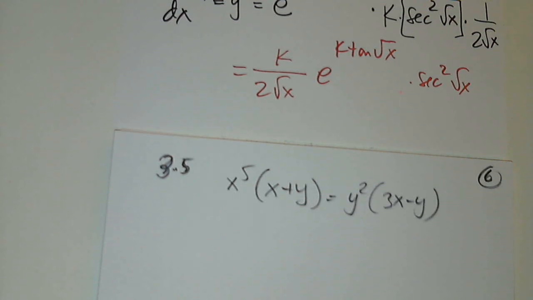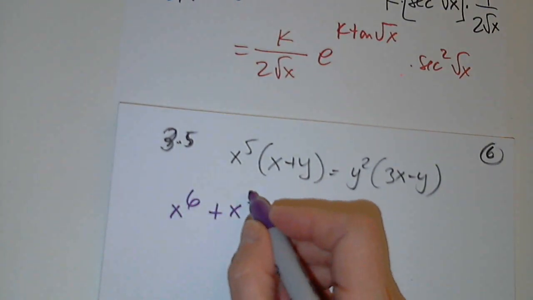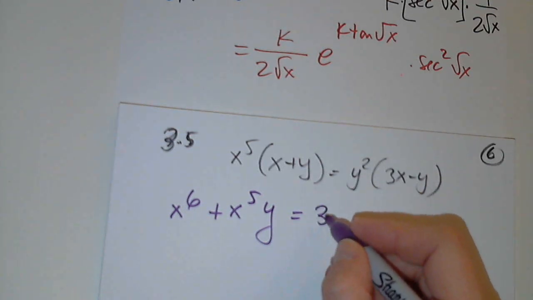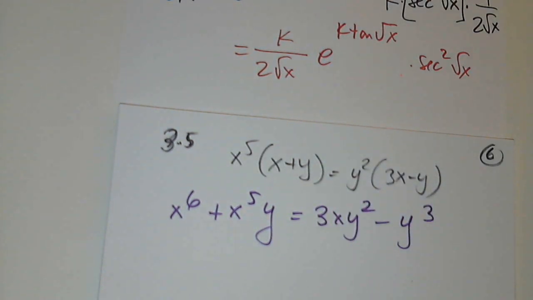Of course, I'm not going to use the product rule. I'm going to distribute. I'm going to distribute x to the fifth. I'm going to distribute y squared. And then, yes, I still have to apply the product rule, but not the product rule inside the product rule. That's what I mean. So the left-hand side will be x to the sixth plus x to the fifth y. The right-hand side, 3x y squared minus y cubed. And this is more human.